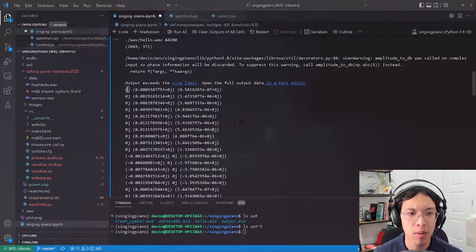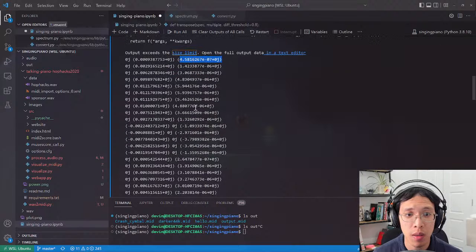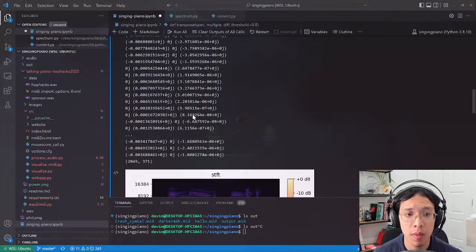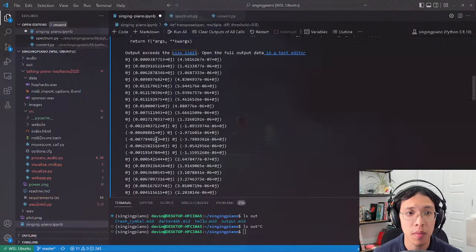Okay, minimum 0. Maximum is pretty small, but it's non-zero. And then here's the mean. Okay, I understand. These are indeed complex numbers.